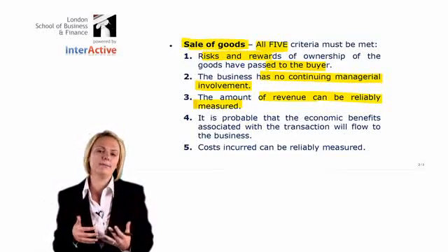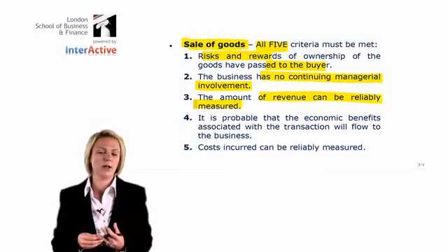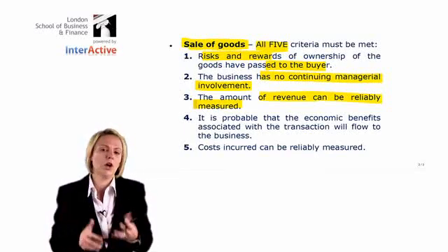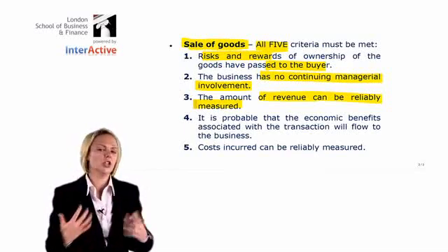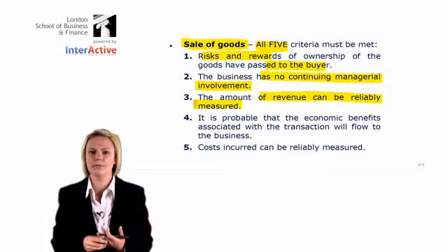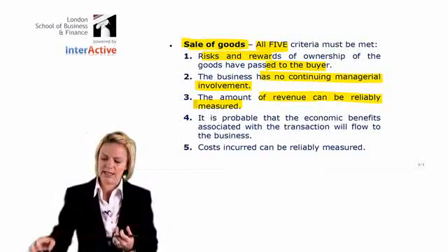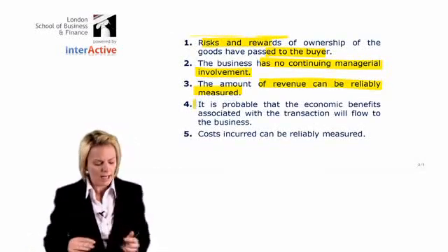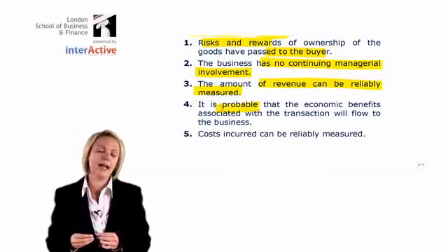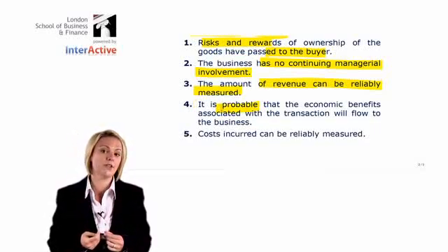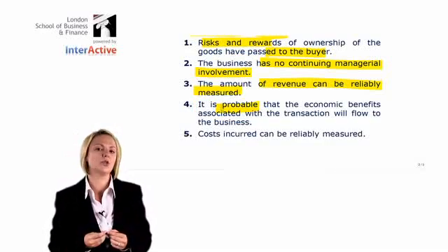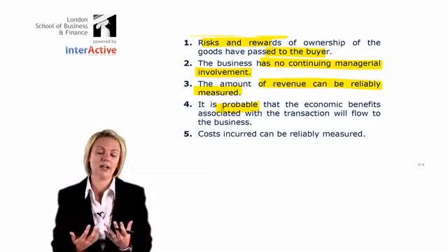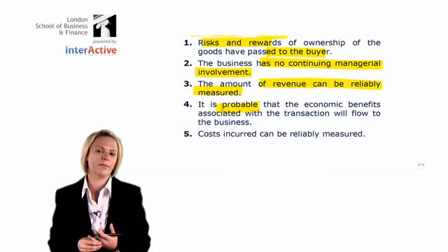The third criteria is that the amount of revenue can be reliably measured. We can reliably measure the value of the book that we're going to sell. If you know how much it's going to cost and you know how much profit you want to make, surely you should know how much to sell it for. Usually that would be the invoice price. Point 4: it is probable that the economic benefits associated with the transaction will flow to the business. So it's more than likely that we're going to receive cash from selling those books.